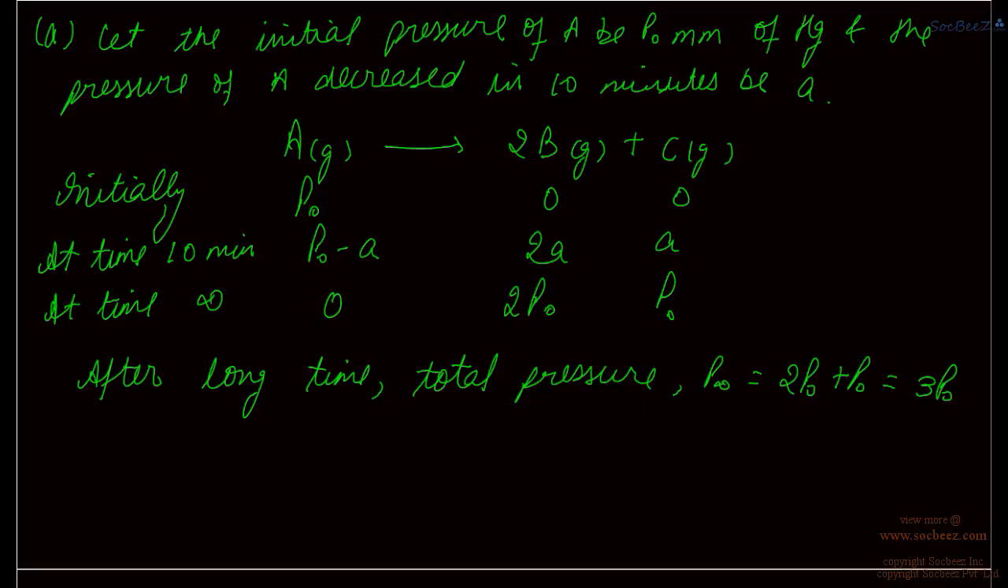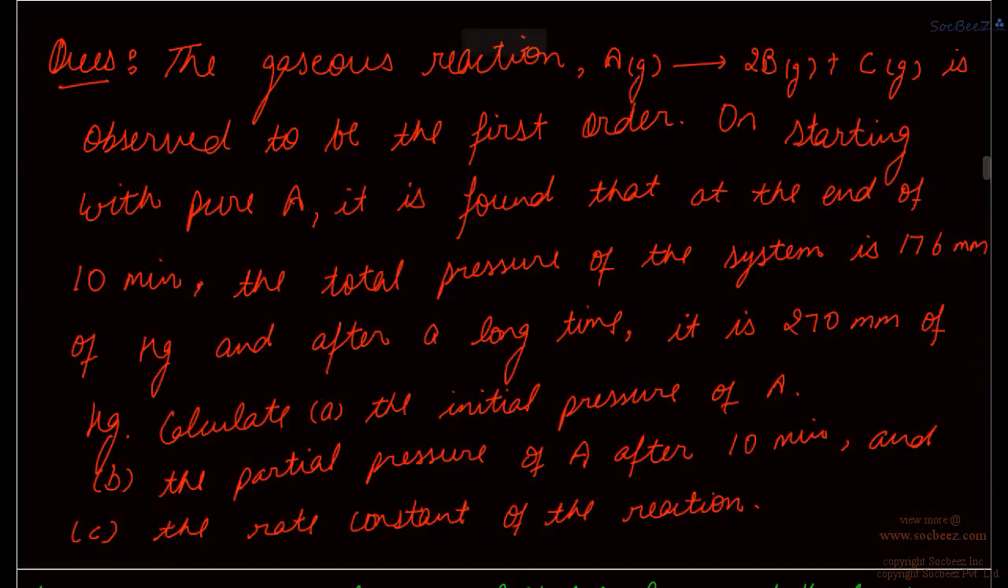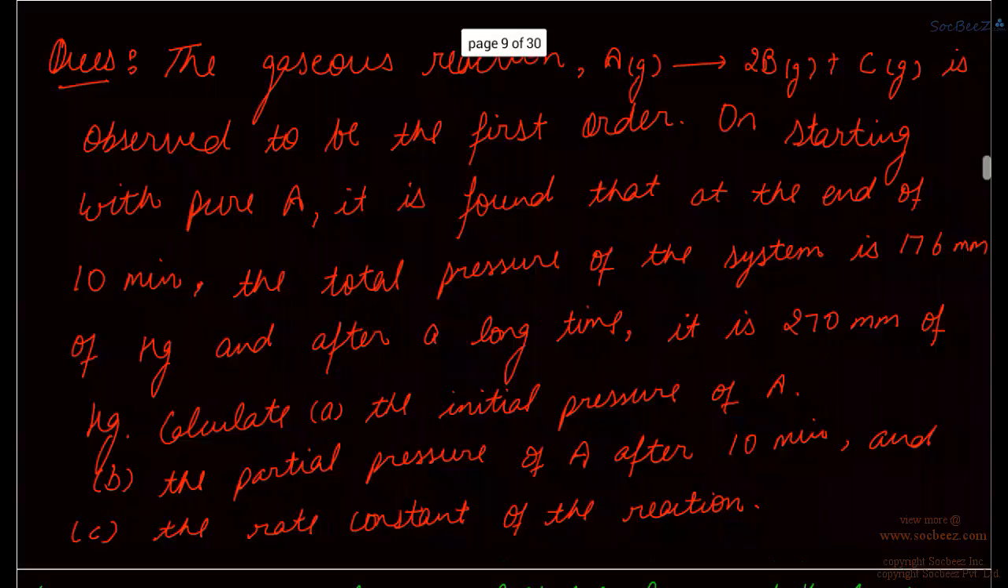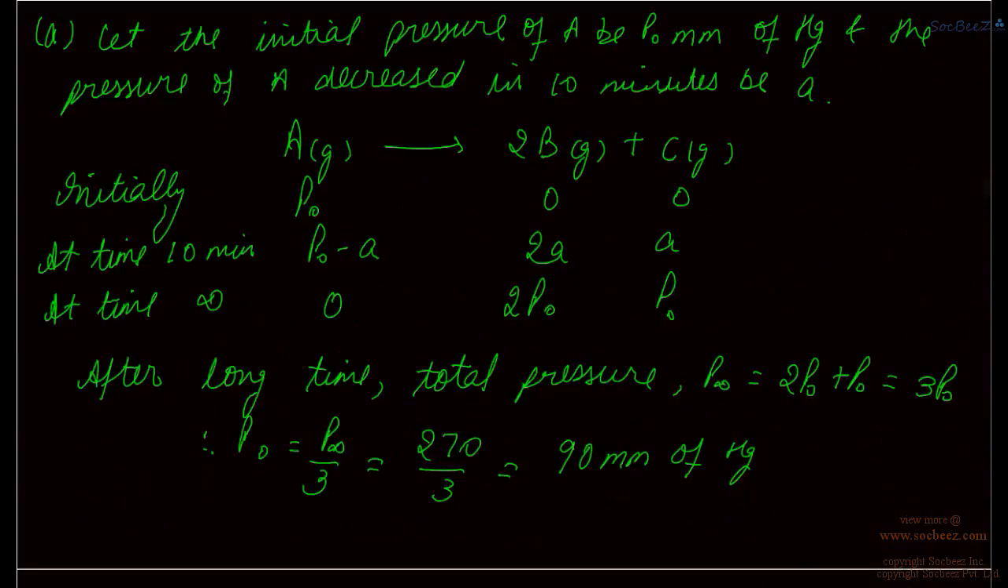Okay, now it is given that P infinity equals 270 millimeter. Therefore, P0 equals P infinity upon 3 equals 270 upon 3 equals 90 millimeter of Hg. Here we were supposed to calculate the initial pressure of A. So the initial pressure of A comes out to be 90 millimeter of Hg.